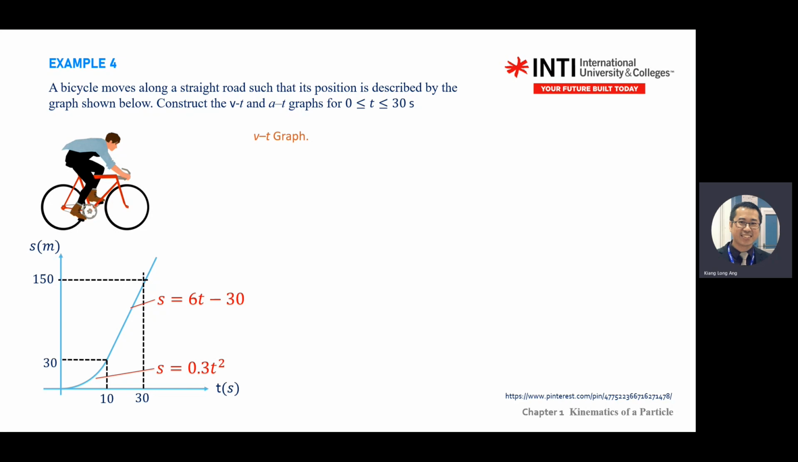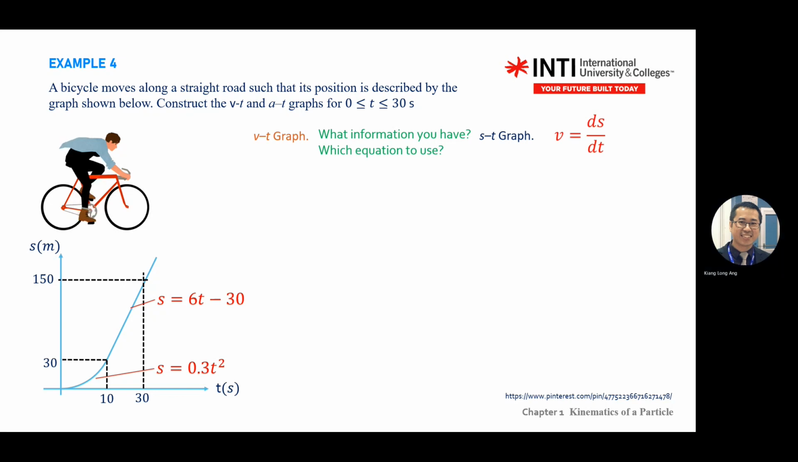So the VT graph, how do we transform this one to VT? We have position. You want to find velocity. What do you do? Differentiate. Okay, so information, ST graph, equation, V equals ds dt. So how do you find V? We have two time slots there: 0 to 10 and 10 to 30.